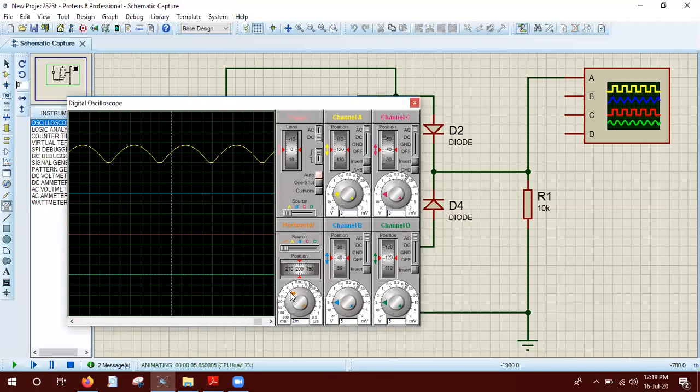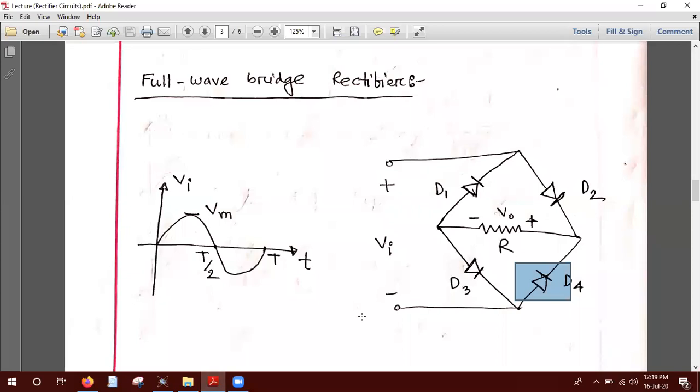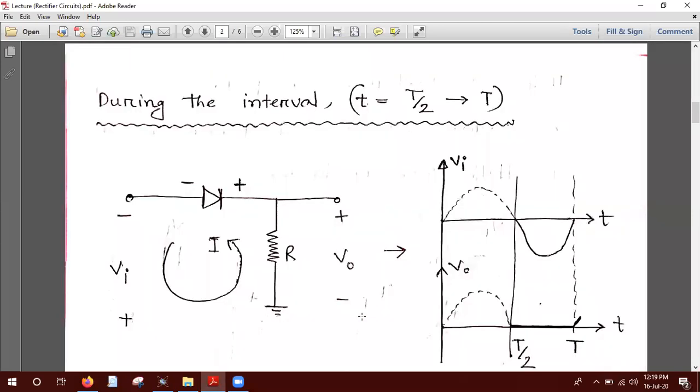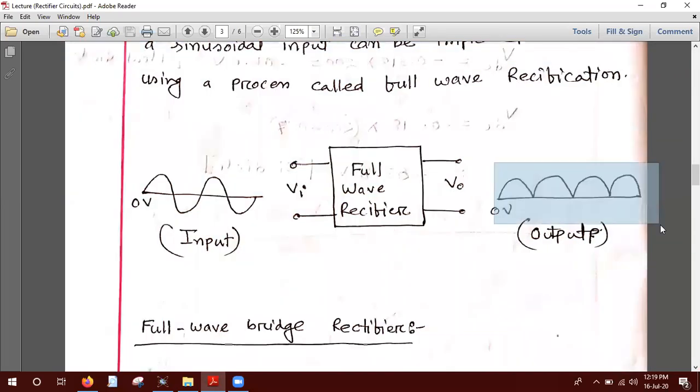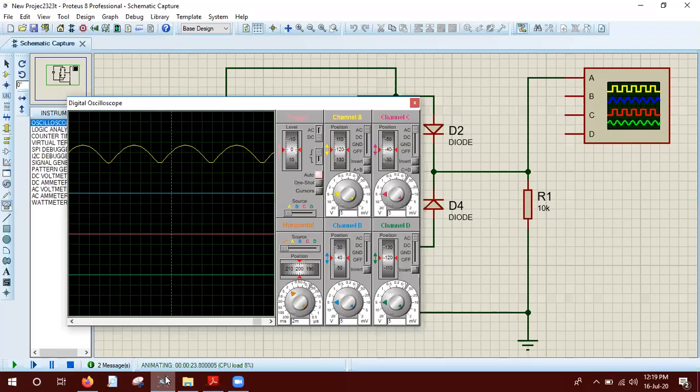What is this, my students? Yes, this is the output, sir. This is the output of the full wave rectifier. Here we're getting both the input and the output. Am I clear? Yes, sir. Clear. Very clear. So that's how we can make a full wave rectifier.